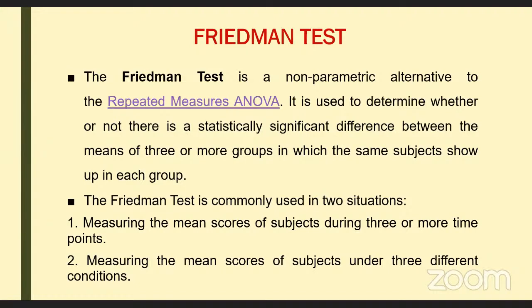If data follow normal distribution, then you would have gone for repeated measures ANOVA. But if data do not follow normal distribution, then you have to go for a non-parametric test, that is the Friedman test. Right? Where do we use the Friedman test? Measuring the mean scores of subjects during 3 or more time points, or under 3 different conditions, but the data is collected from the same group of individuals, that is paired data. When you have more than 2 pairs, there we apply the Friedman test.